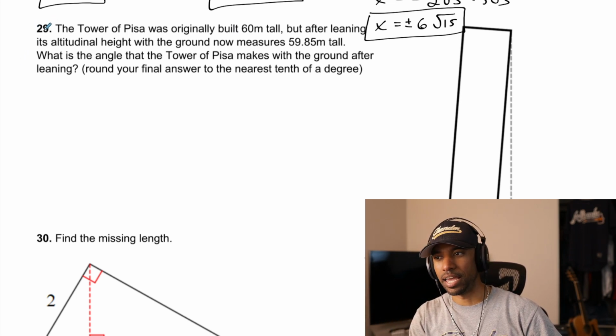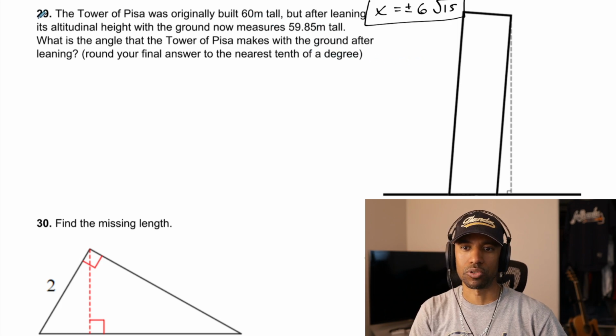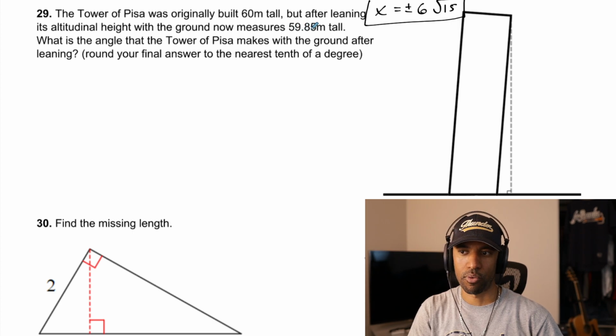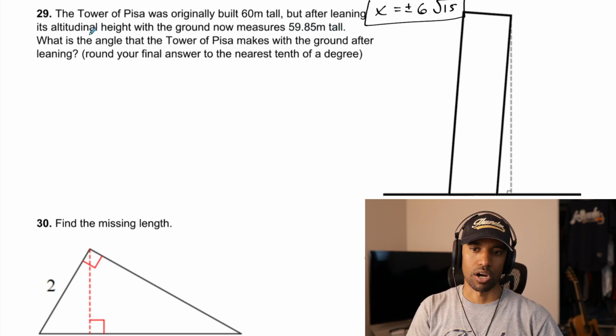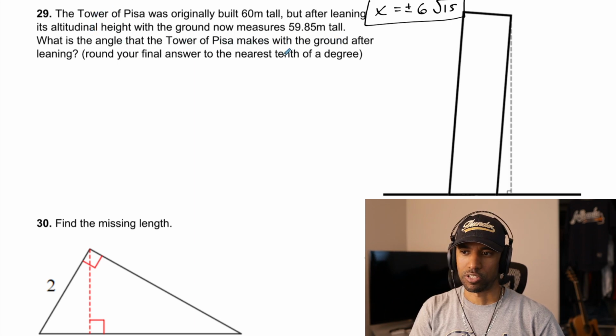All right, 29. This is one of my questions. The Tower of Pisa was originally built 60 meters tall, but after leaning, its altitudinal height with the ground now measures 59.85 meters tall. What is the angle that the Tower of Pisa makes with the ground after leaning? Round your final answer to the nearest tenth of a degree.